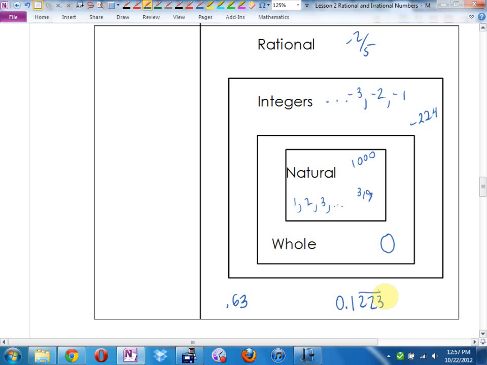Why did I draw a vertical line separating? Well, now there's no overlap in this set over here. Over here, these are irrationals.